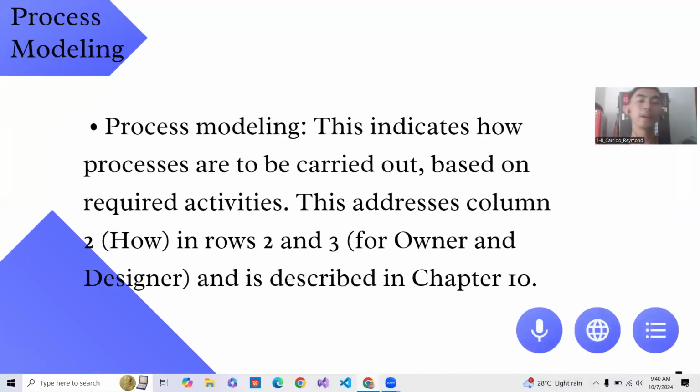So next, still under function modeling, is process modeling. Process modeling indicates how processes are to be carried out, based on required activities. This addresses column 2, how, in rows 2 and 3, for the owner and designer.